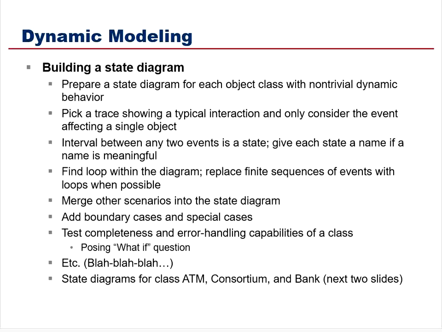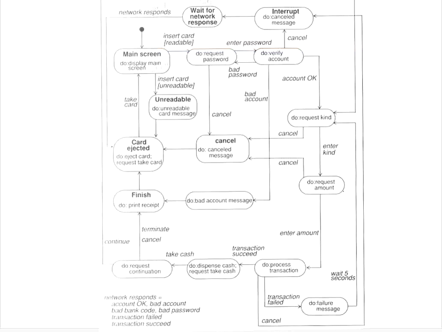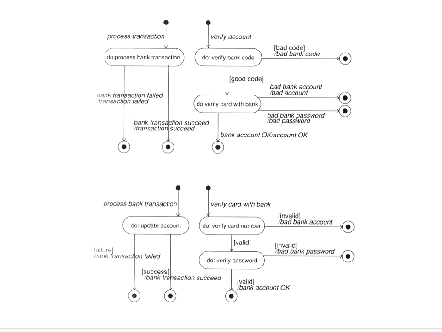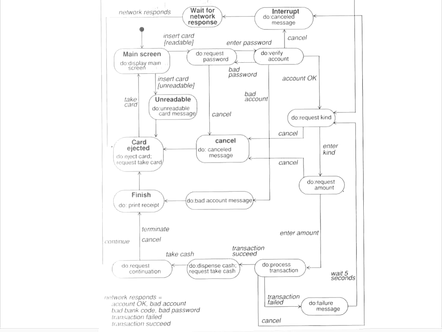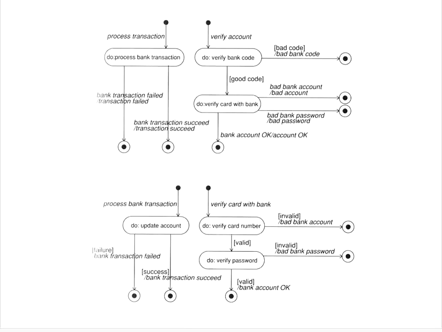We are merging the different scenarios into a state diagram. We add the boundary cases and special cases. We test the completeness and error handling capabilities, and many more. So this is what we have to perform for building a state diagram, right? So this is the state diagram that we have created for the ATM. This is the final state diagram, or final dynamic model, that we will get here.